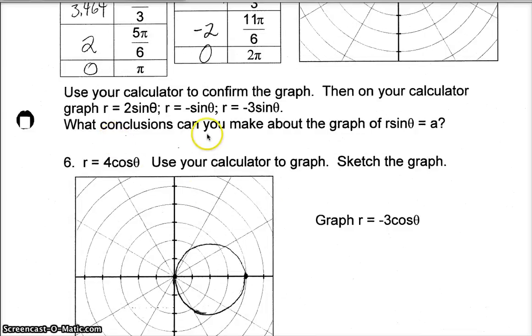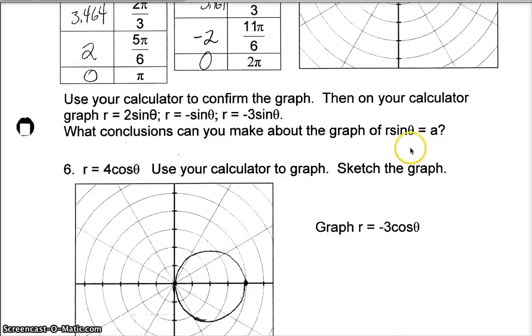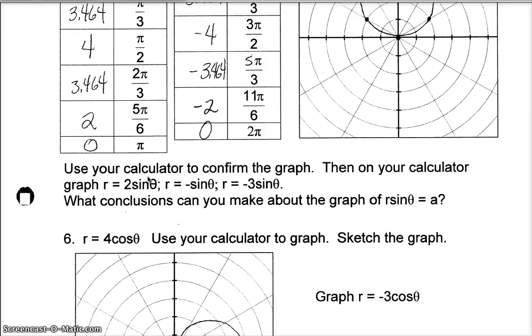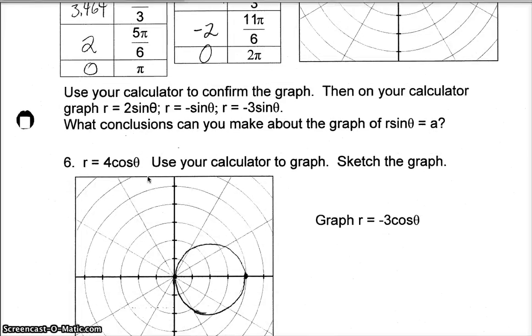So here, use your calculator to confirm the graph, then on your calculator graph these, so you can practice that if you want to, although you won't get to use your calculator when you're graphing these. So what conclusions can you make? You can make that r sine theta is equal to a. So what does a represent? Or, sorry, so what conclusions can you make about this? What do you think? So you write some things down. What does that r represent?